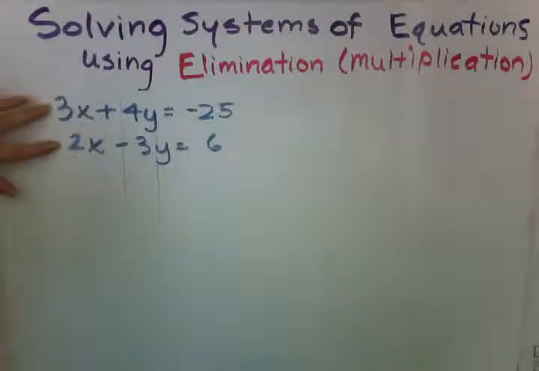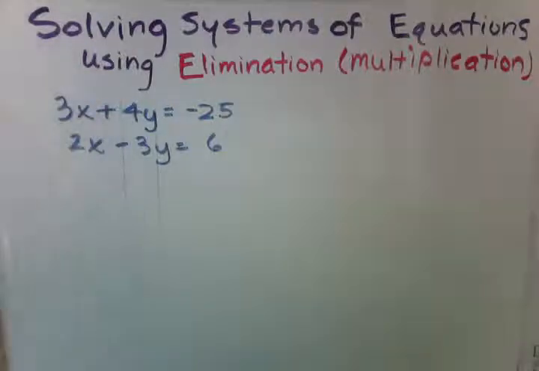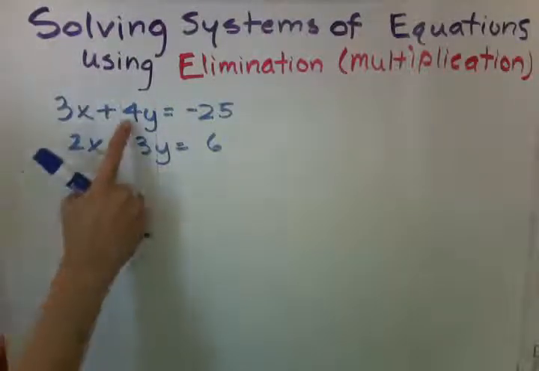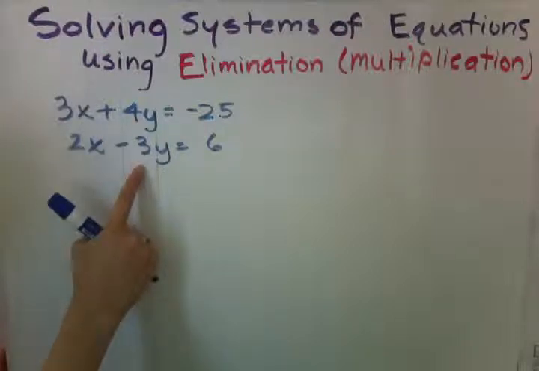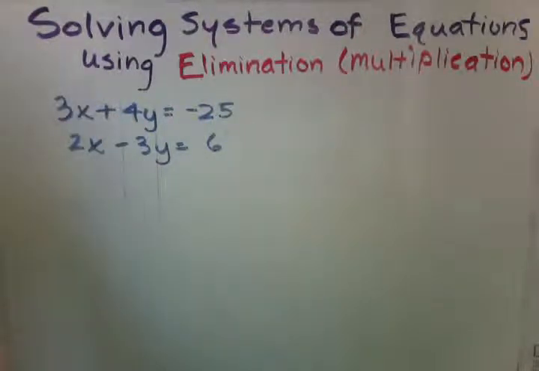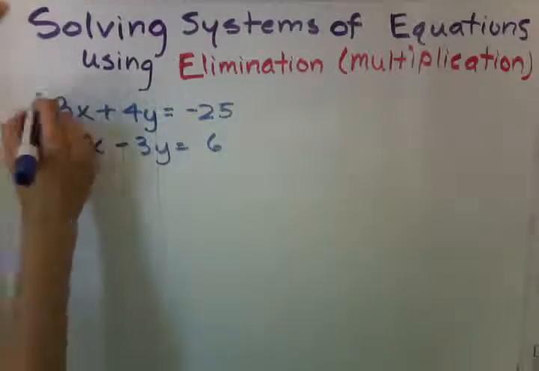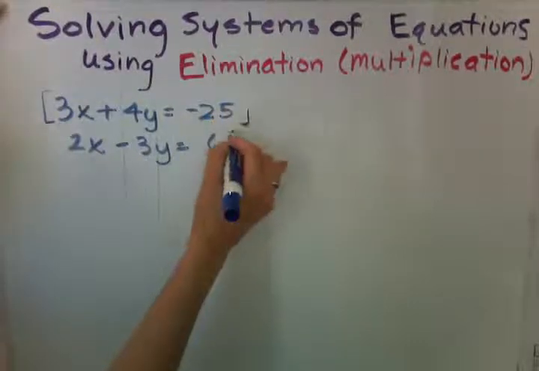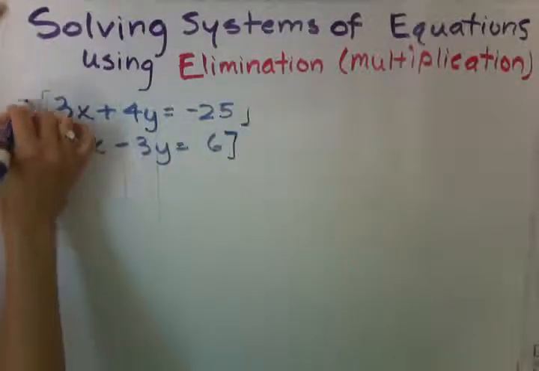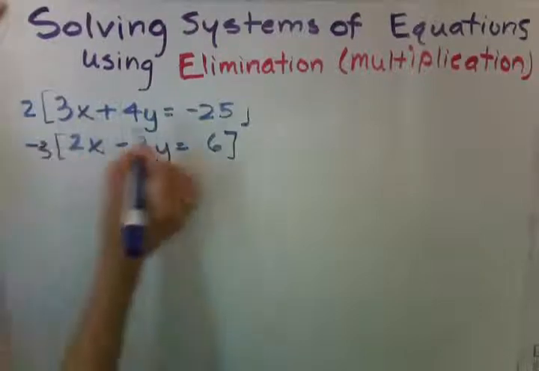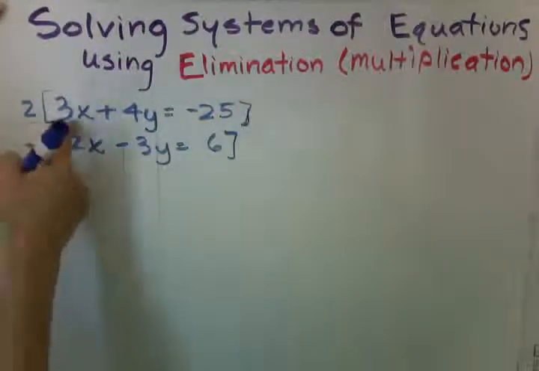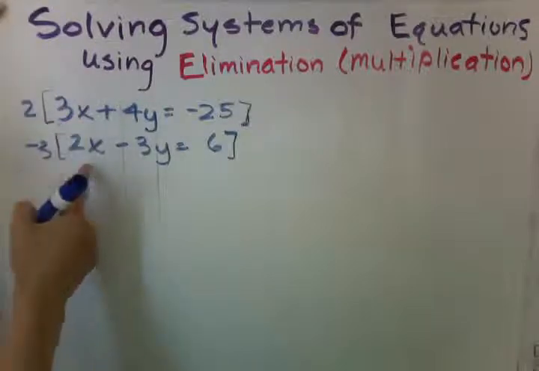If you notice in this equation, 6 can go into 3 and 2, so if we multiply the top by 2 and the bottom by negative 3, we could cancel out the x's. Or we could multiply the top by 3 and the bottom by 4 to eliminate the y's. There are two choices. So once again, you can multiply the top by 2 and the bottom by negative 3 to make this a positive 6x and a negative 6x.